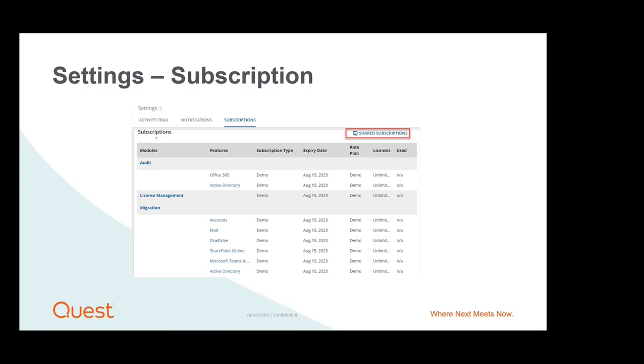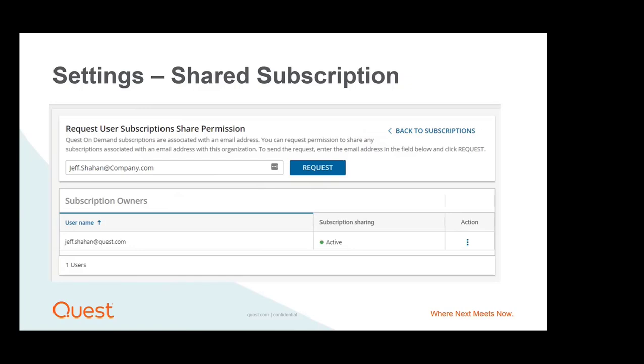So if you click on that shared subscription link, you see this page presented here. All you need to do is type in the user that has that license and click request. He gets an email. He just has to acknowledge that email, and the platform will grant you access to his licenses.